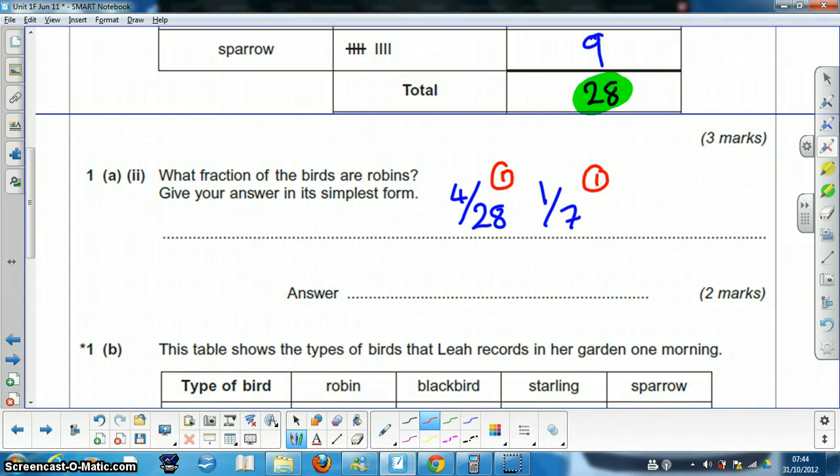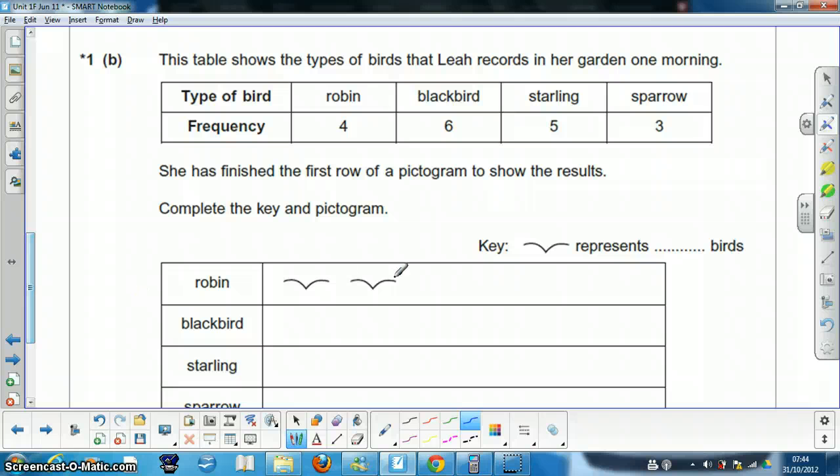Actually this line's for your working, so I would be tempted, even if you put the 1/7 there, to put it again here. Now, this table shows the type of birds that Leah records in a garden one morning. She finished the first row of a pictogram. Show the results, complete the key in the pictogram. Well, we know we've got 2 of these little symbols here, and that represents 4 robins. So if 2 symbols represent 4, 1 symbol must represent 2.